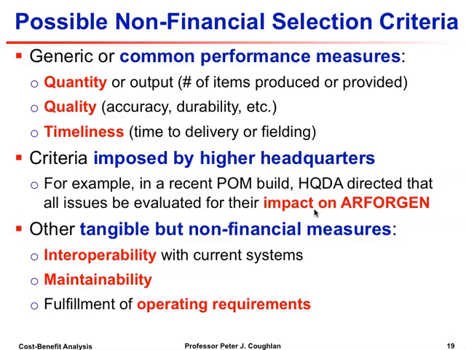Other things that might be criteria are those imposed by higher headquarters. For example, in a recent bomb build, the headquarters Department of the Army directed that all issues be evaluated for their impact on Army force generation. And so that is important if it comes down from HQDA at the top, or simply from the decision maker him or herself, or other higher headquarters directives. Make sure those are included as well.